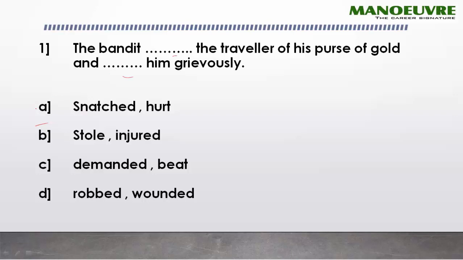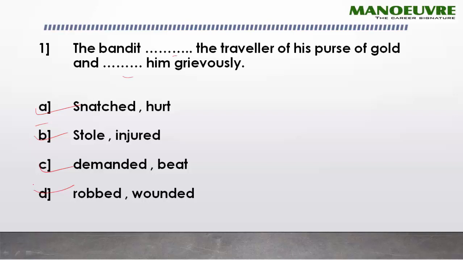The first option says, is it snatched and hurt together? Is it stole and injured together? Is it demanded and beat together? Or is it robbed and wounded together? Let us see which pair of words will suit best in our sentence and make it more meaningful and correct in all possible ways.